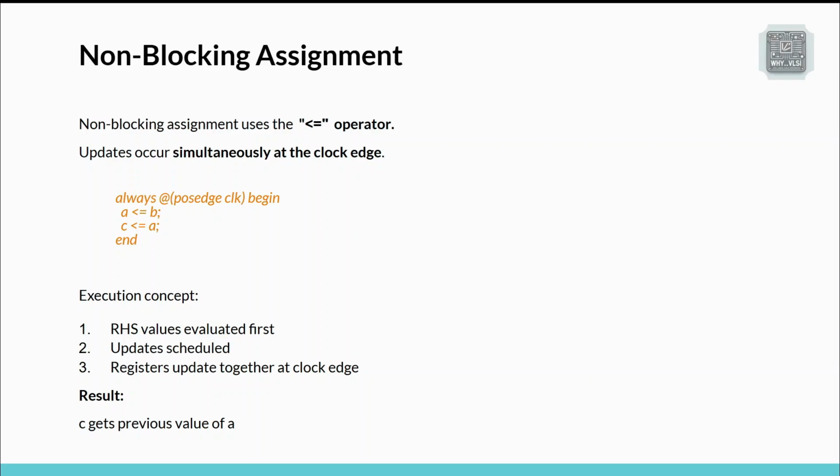At the clock edge, the simulator first evaluates the right-hand side value. So it reads B and the current value of A. Then both registers update together. This means A receives the value of B while C receives the previous value of A.